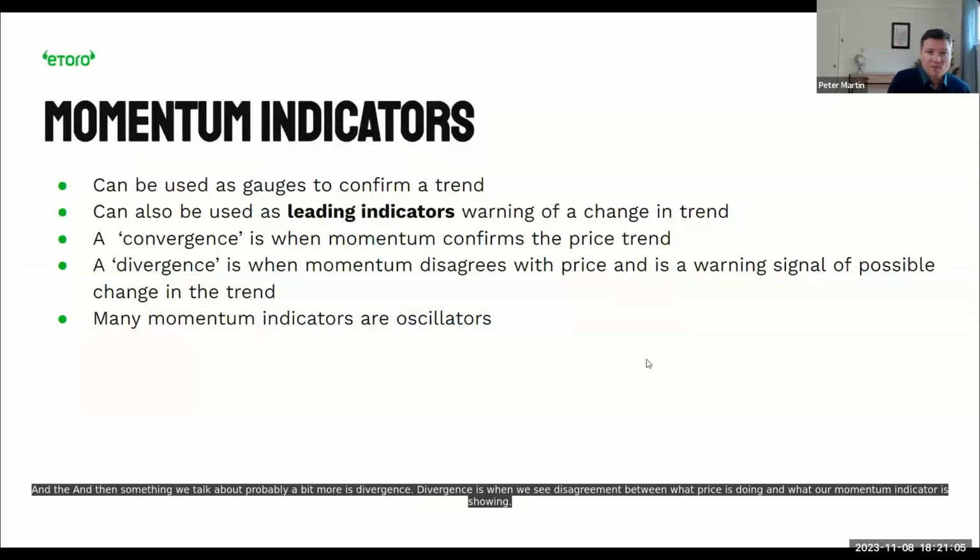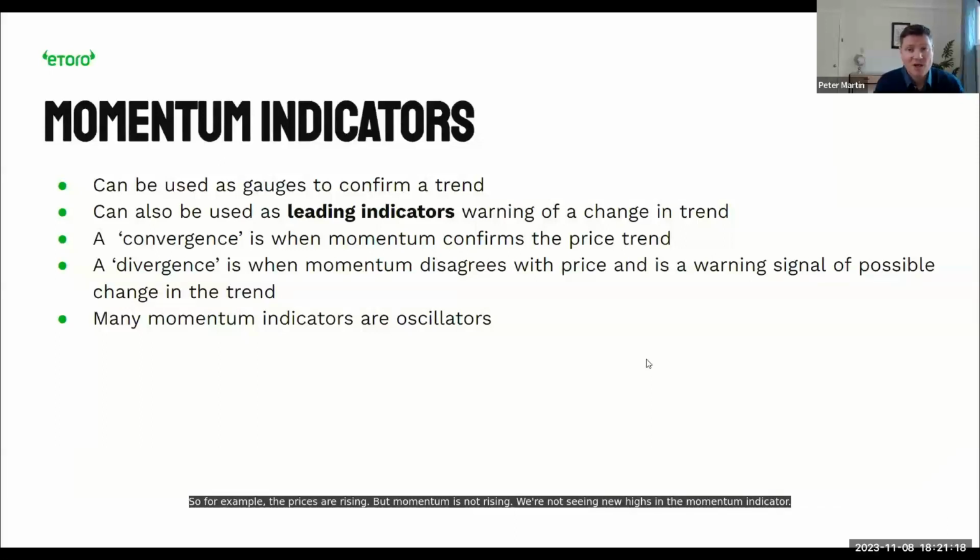And then something we talk about probably a bit more is divergence. Divergence is when we see disagreement between what price is doing and what our momentum indicator is showing. So for example, if prices are rising, but momentum is not rising, we're not seeing new highs in the momentum indicator, it can be a warning signal of a possible change in the trend.